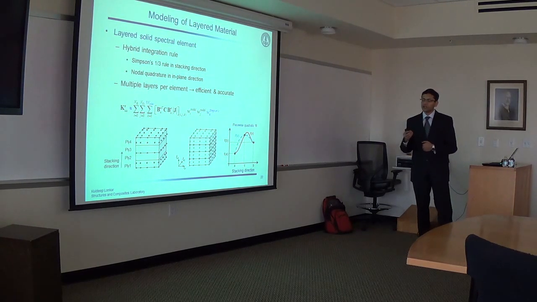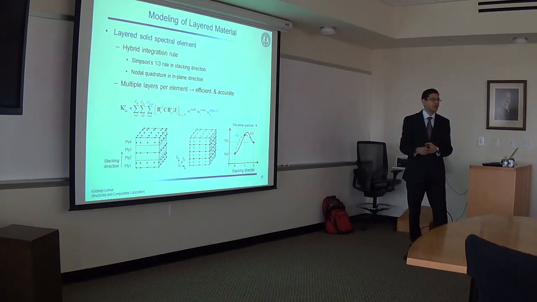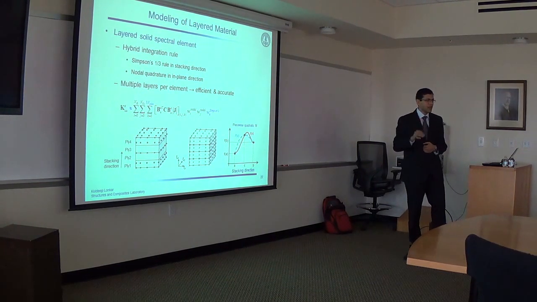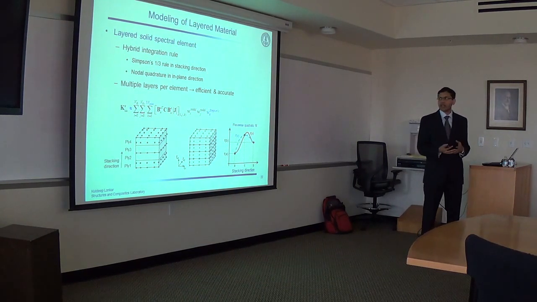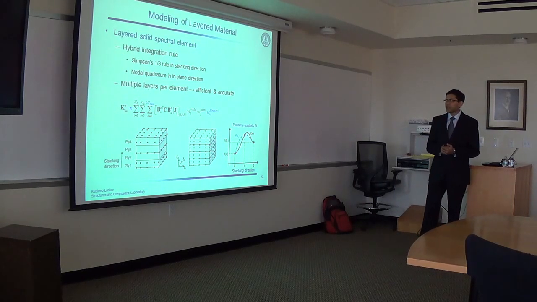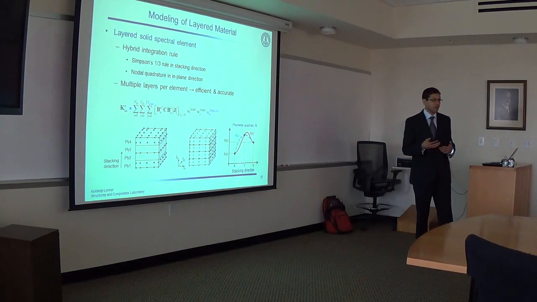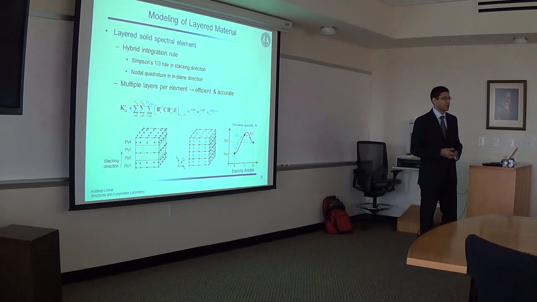So what Simpson's one-third rule does is it evaluates the integrand in each layer at those 3 points and fits the quadratic. So basically now we have a piecewise quadratic in the thickness direction and we integrate it using the hybrid integration rule. So using this layered solid spectral element, we can model multiple layers per element and accurately and efficiently model wave propagation in layered material.